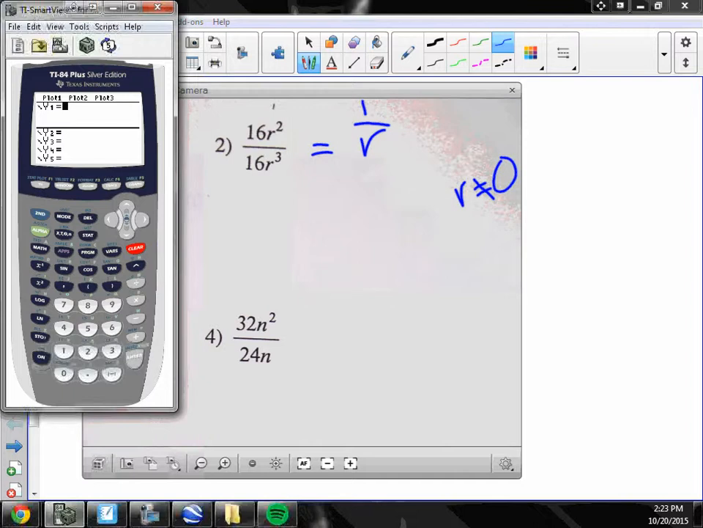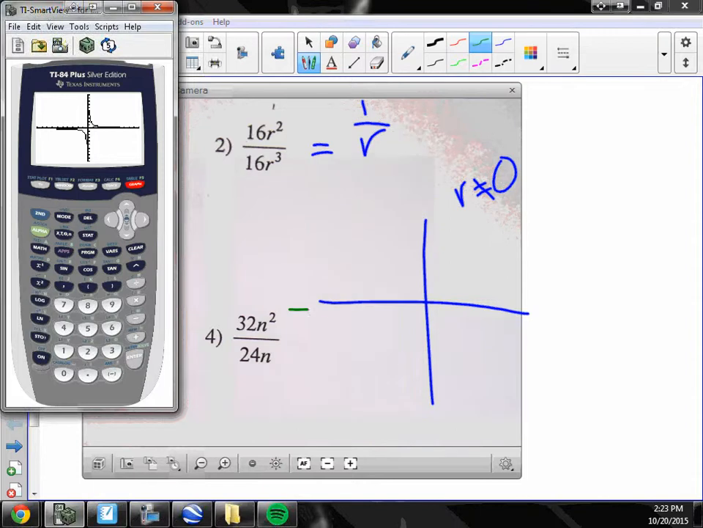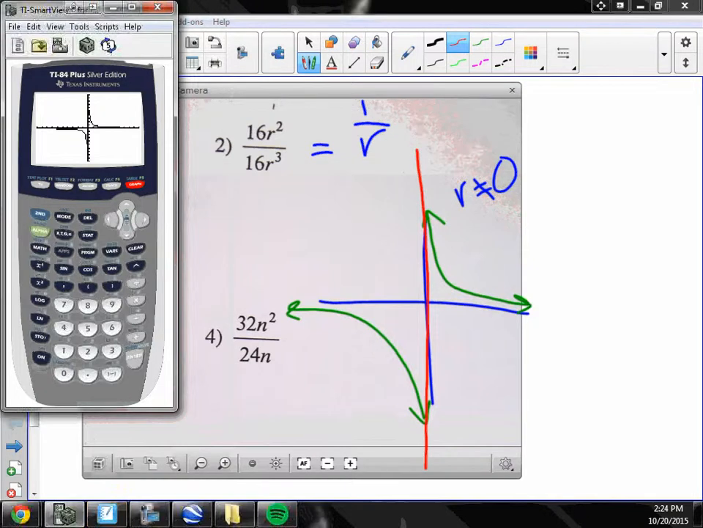So we go in here, 1 divided by x. Graph. And that's kind of hard to see, but this is what's going on. We have a graph that looks like this, and we have a graph that looks like that. Did I plug any holes by getting rid of that r? No, there's no hole to plug because we have this vertical line. Do you remember what those are called? A line that a graph approaches but never reaches? An asymptote. So in this case, r equals 0 is not a hole. It's an asymptote.